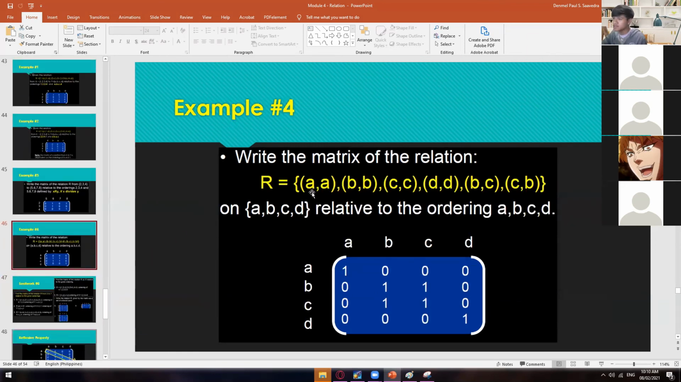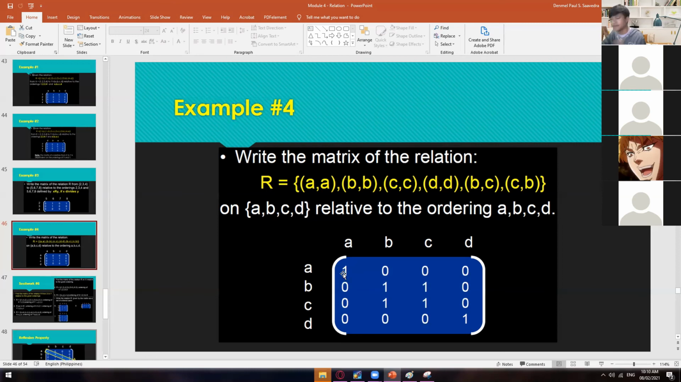Okay, so let us now move on to example number 4. Write the matrix of the relation AA, BB, CC, DD, BC, and CB on ABCD relative to the ordering A, B, C, and D. So no problem when it comes to ordering: ABCD and then ABCD. So we have here AA, BB, CC, CB, CC, and then D. As you can see right here, this one is reflexive, having one line for the AA, BB, CC, and DD.